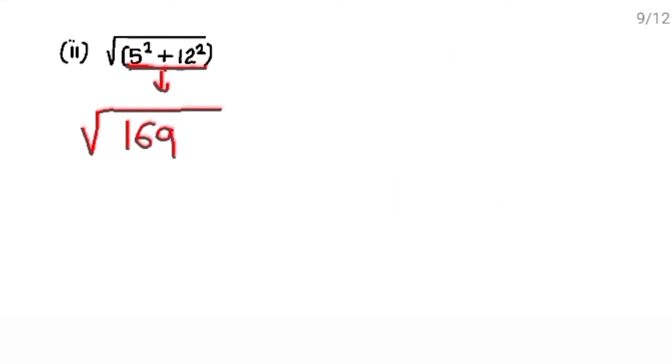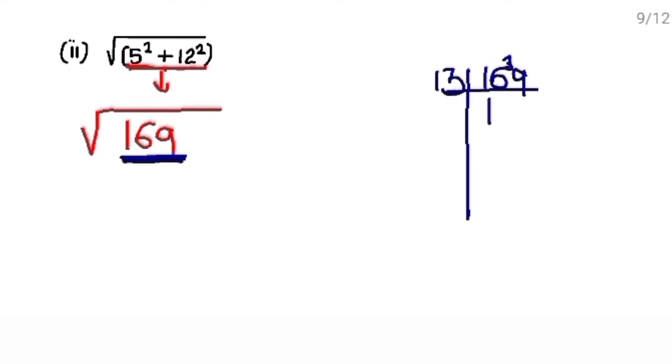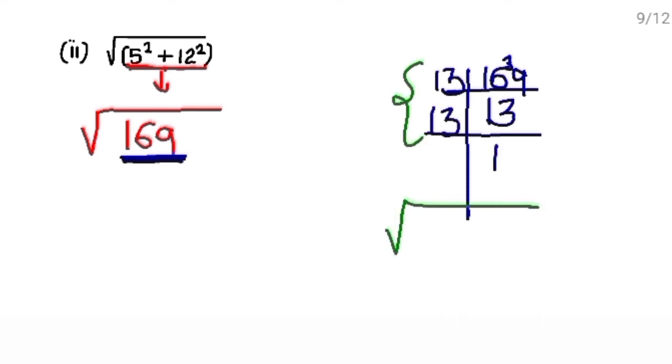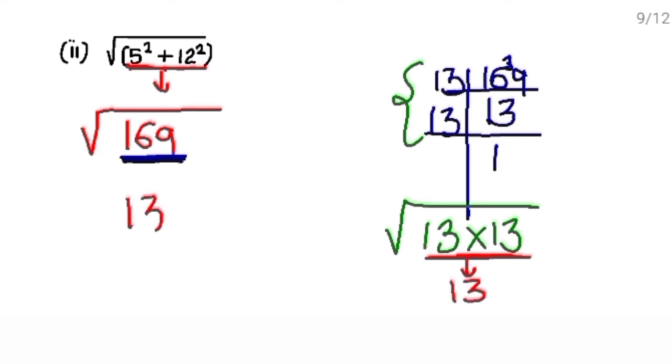Now students, you want to find the square root of 169. 169 comes in the table of 13. 13 ones are 13. 3 is remaining. 13 threes are 39. 13 ones are 13. So these are the prime factors. This can be written as 13 multiply 13. From this pair, take single digit 13. So what is your answer? 13. This is the square root of 5 square plus 12 square.